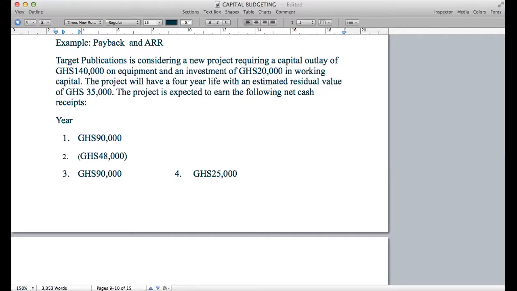I'm done. So start work. We are calculating the payback period and the accounting rate of return again. You have only 5, making 10 minutes. So 10 minutes for 5 marks. So start work. Thank you.